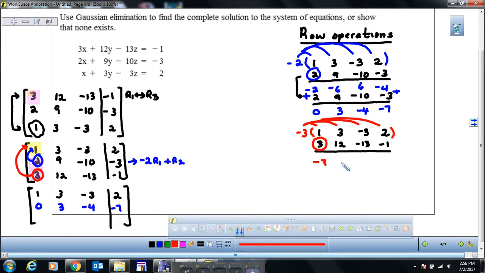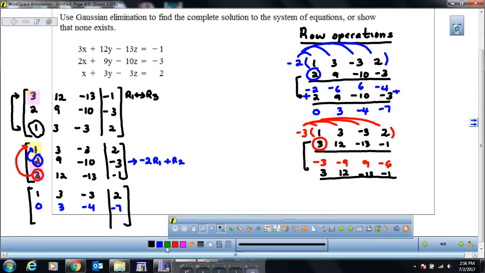So that gives me negative 3, negative 9, positive 9, and negative 6. And then we're going to add them to these values: 3, 12, negative 13, and negative 1. So when I add them, negative 3 plus 3 is a 0 for the first value. Negative 9 plus 12 is a 3 for the second value. 9 plus negative 13 is negative 4 for the third value. And negative 6 plus negative 1 is negative 7 for the last value.